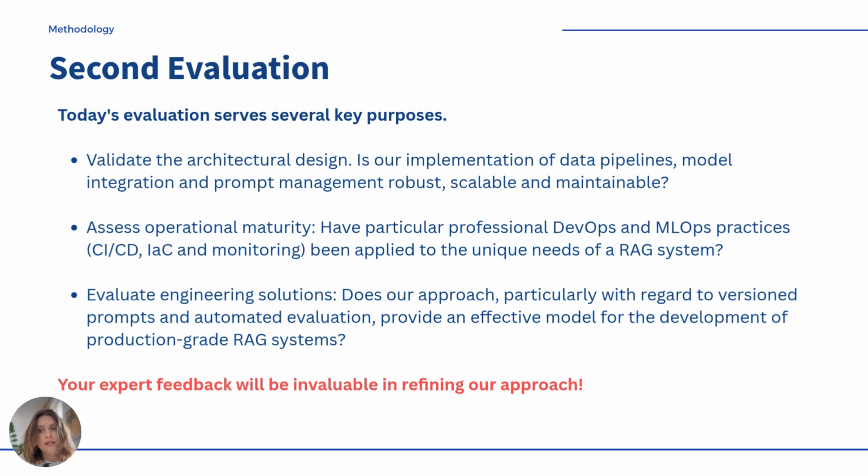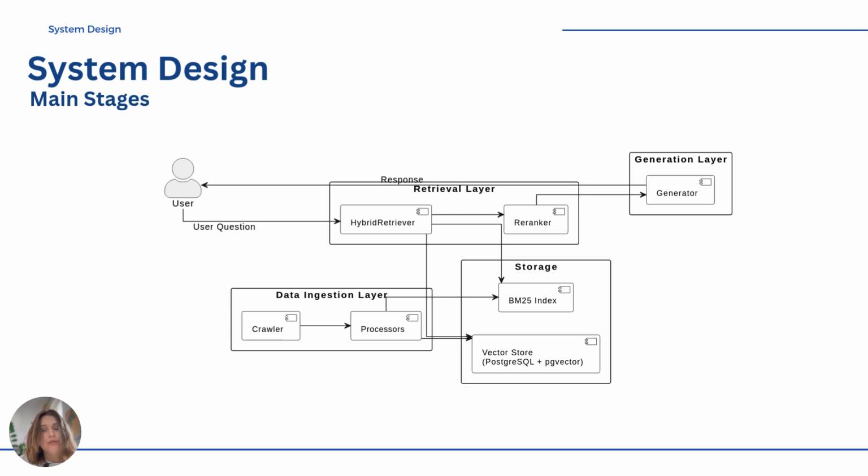In this second evaluation, we validate our RAG system architecture, review DevOps and MLOps integration into RAGOps, including CI/CD and monitoring, and assess whether prompt versioning and automated testing support a scalable production-grade setup. As an example, we present the Huber chatbot for Humboldt University's economic faculty, and your feedback is essential to refine the framework. This diagram shows the main stages of our RAG system architecture.